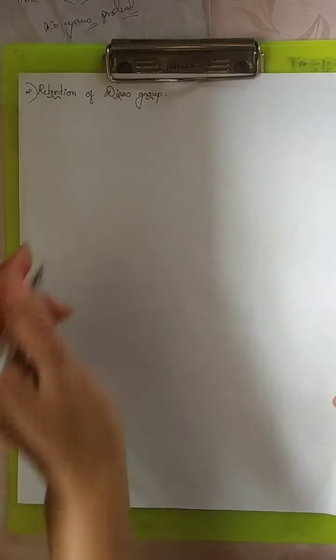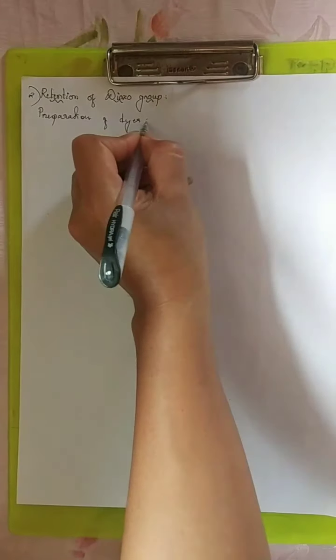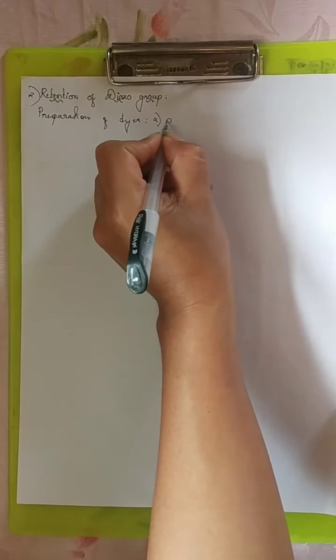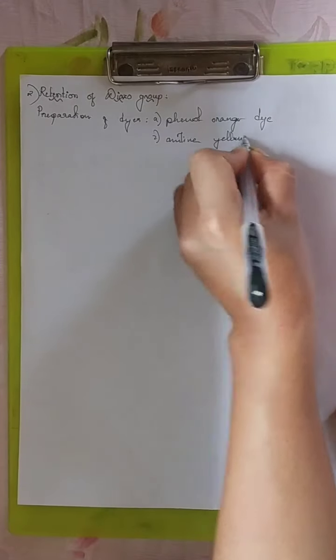Now, this is used for the preparation of dyes. Therefore, dyes such as phenol orange dye and then aniline yellow dye are used to prepare such dyes. Now the first one, our phenol orange dye.